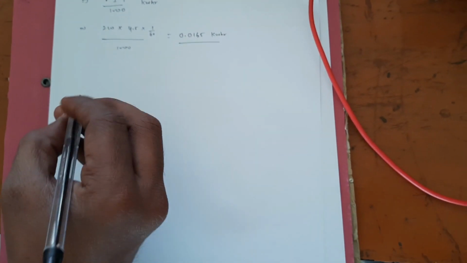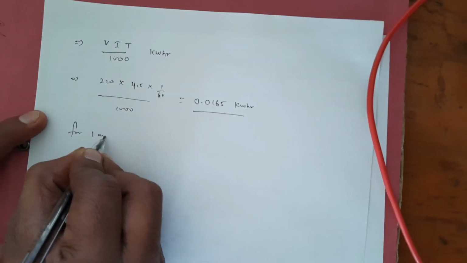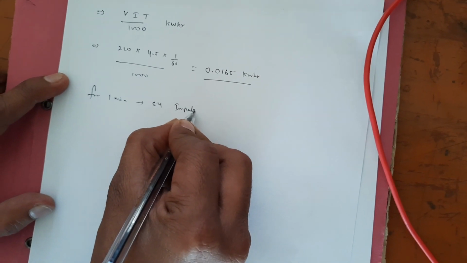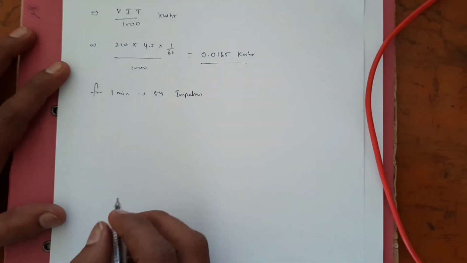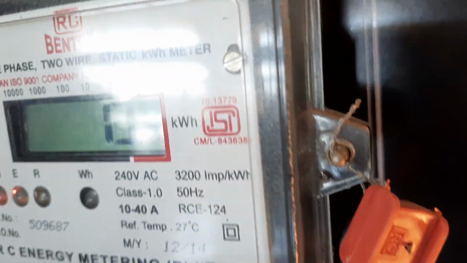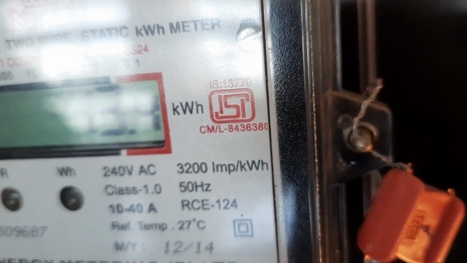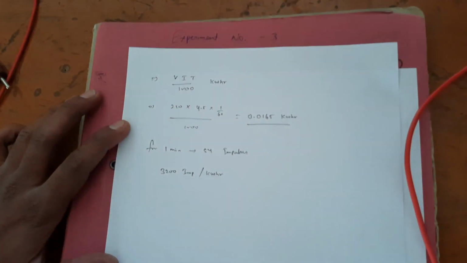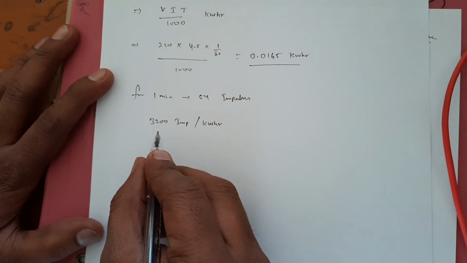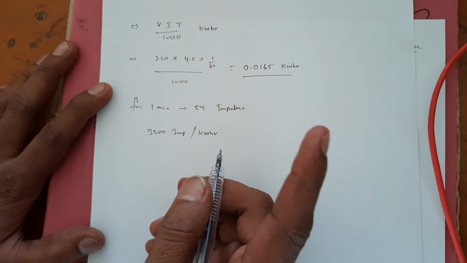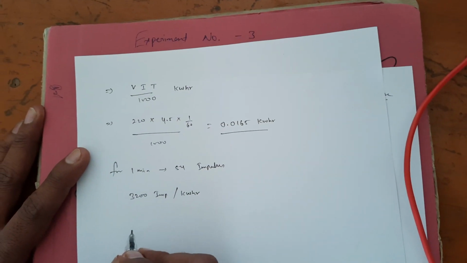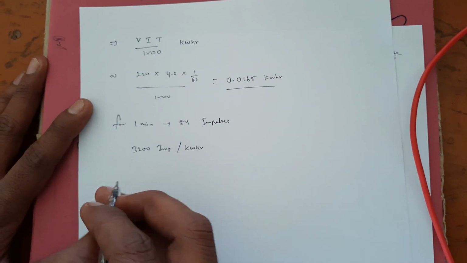Now, for 1 minute we are having 54 impulses. Our meter constant K shows 3200 impulses for 1 kilowatt hour. That means if we are having 3200 impulses, 1 unit, or 1 kilowatt hour, is consumed. So for 54 impulses, how much energy is consumed?